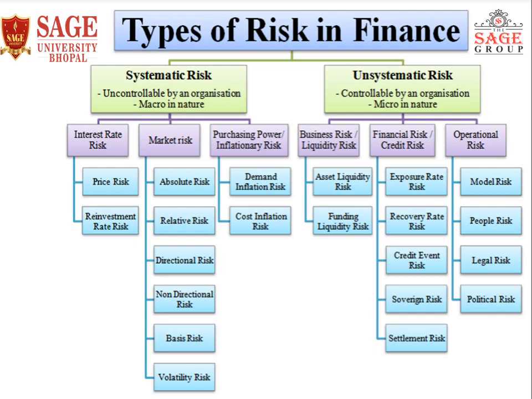Now, the last one is operational risk. What is it? Operational risks are generally business process risks arising due to human errors. This risk changes from industry to industry, and it occurs due to breakdowns in internal procedures, people, policies, and systems. It is also divided into model risk, people risk, legal risk, and political risk.